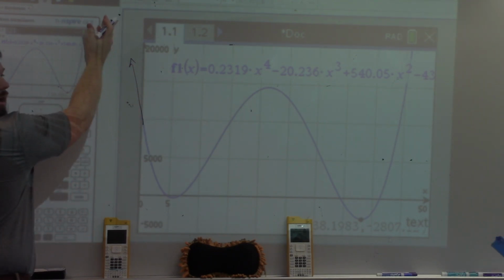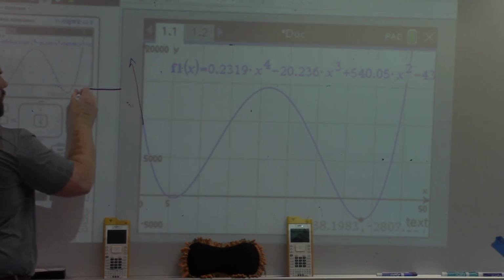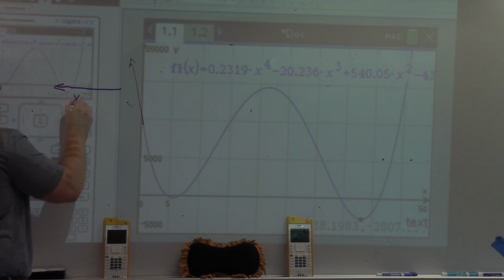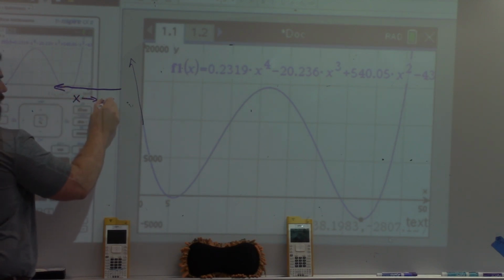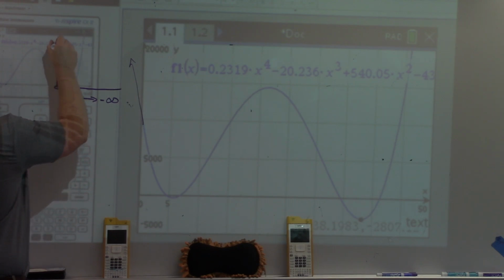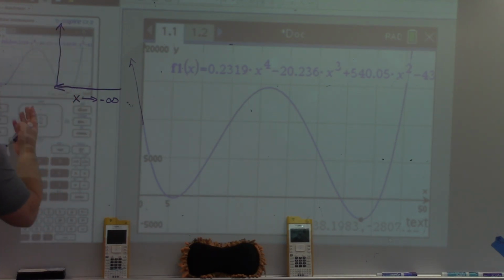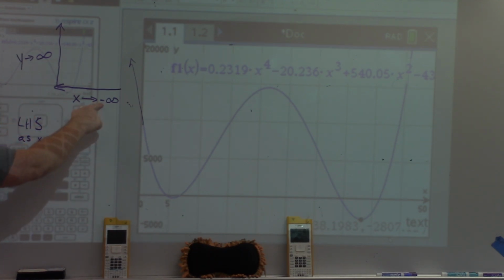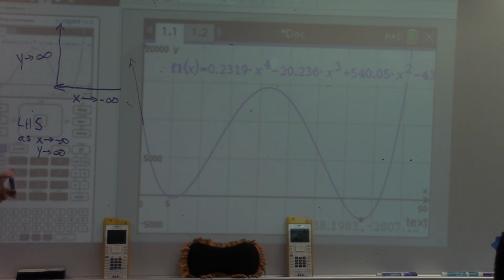Right, remember, it's going up and to the left, right? So what is x approaching here? If it's going to the left, x approaches negative infinity. It's also going up, so what is the up direction? What variable is that? Y. What is y approaching? Infinity. So on the left-hand side, as x goes to negative infinity, y goes towards infinity.